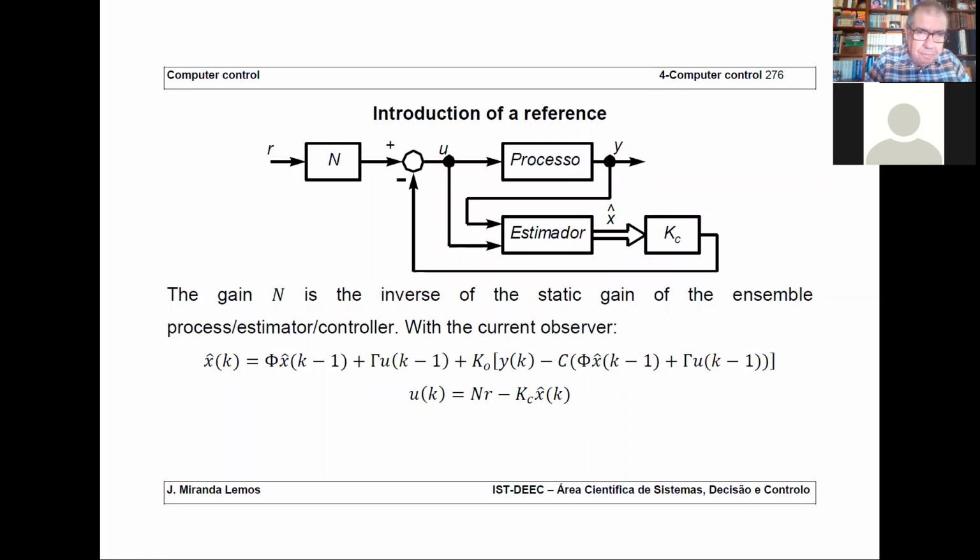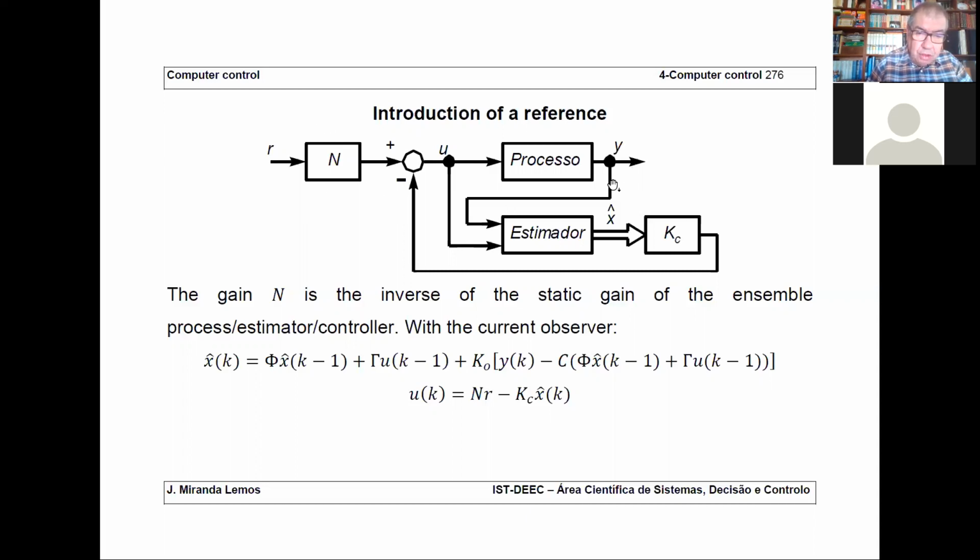The last thing I would like to mention to you is the introduction of a reference. I'm just mentioning here one of the ways of introducing a reference. You can see here, you have your process with input U and output Y. You build an estimator that receives Y and U and generates X hat. Then you do multiplication by the vector of controller gains. And don't forget a minus sign, which is here, so you generate U. If you don't have this part on the left, this signal is 0.